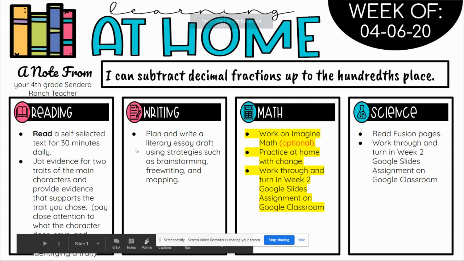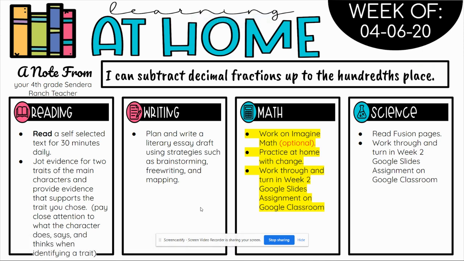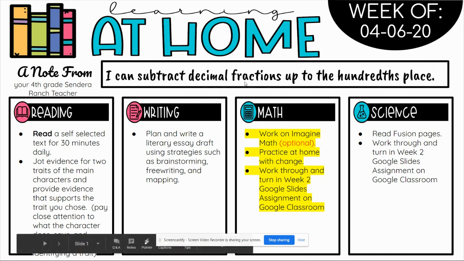Hey y'all, this is Mr. Pepin, and this is going to be our video lesson for week 2, which is going to focus on subtraction of decimal fractions up to the hundredths place.